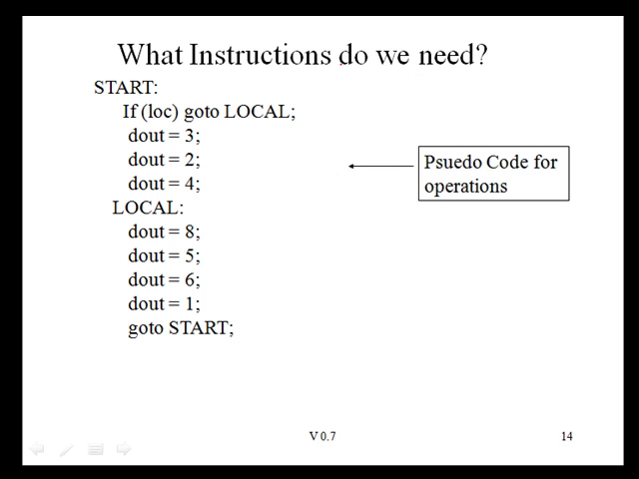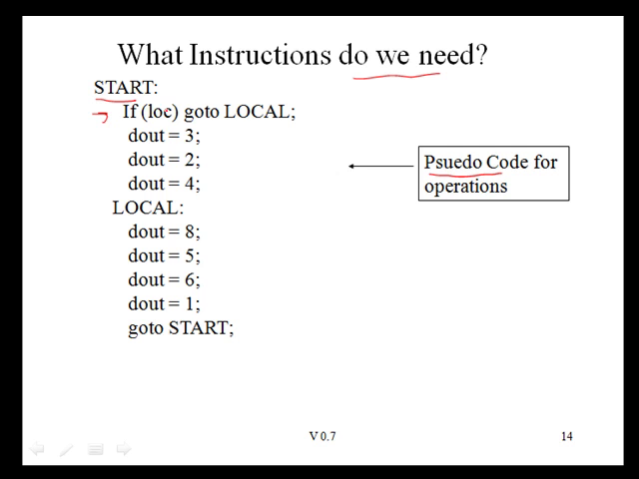Well, what exact instructions do we need? We can start making those decisions by writing some code that we intend for this computer to execute in order to solve this problem. This code will be in pseudocode, which means that it doesn't intend to represent any particular programming language. So we'll start out with a label called start, which will be the beginning of our program, and our first statement will be an if statement.